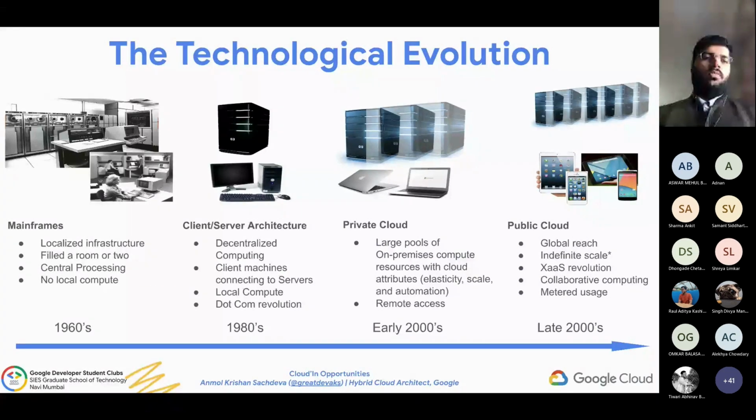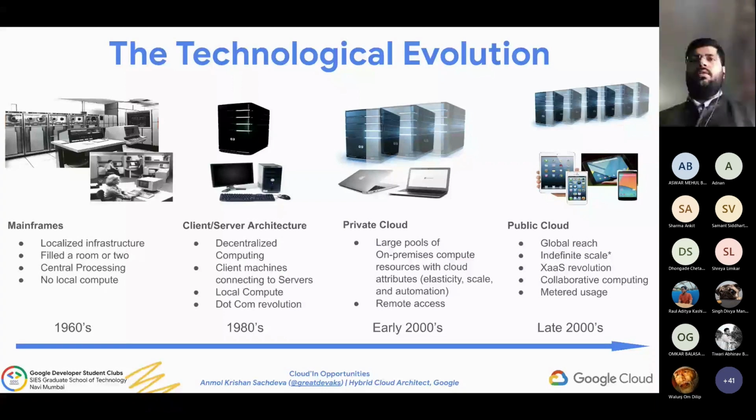So from central processing, wherein one machine was processing the tasks, you moved to a paradigm, a trend wherein client server architecture was being followed. A client could go and hit any server on the internet, and the server would generate the response and give it back to the client. So this is how the client server architecture came into existence, and this is where the decentralized computing concept was born. And this actually allowed clients to even have local compute, right?